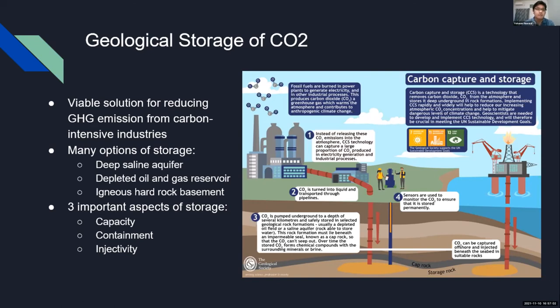And then in CCS, we know that these three important aspects of storage should be really considered. The first one is capacity, or how much we can store. The second one is containment, how much we can contain. So capacity and containment are different. Capacity means the quantification or the volume of CO2, but containment is how we can control or contain the CO2 in the subsurface so that it won't leak somewhere. And then there is injectivity, how permeable the reservoir is, so that when we inject the CO2, it will better distribute in the reservoir.